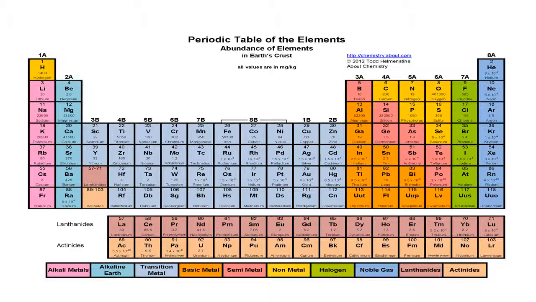So neon has a full outer shell. It's happy. It doesn't want to lose any electrons. It doesn't want to gain any electrons. This makes it very unreactive and stable. And the rest, argon, krypton, xenon, and so on, the group 8s are all stable. They don't react with anything. So the columns, the groups, all share something. They're like a family. They all have something in common with each other.